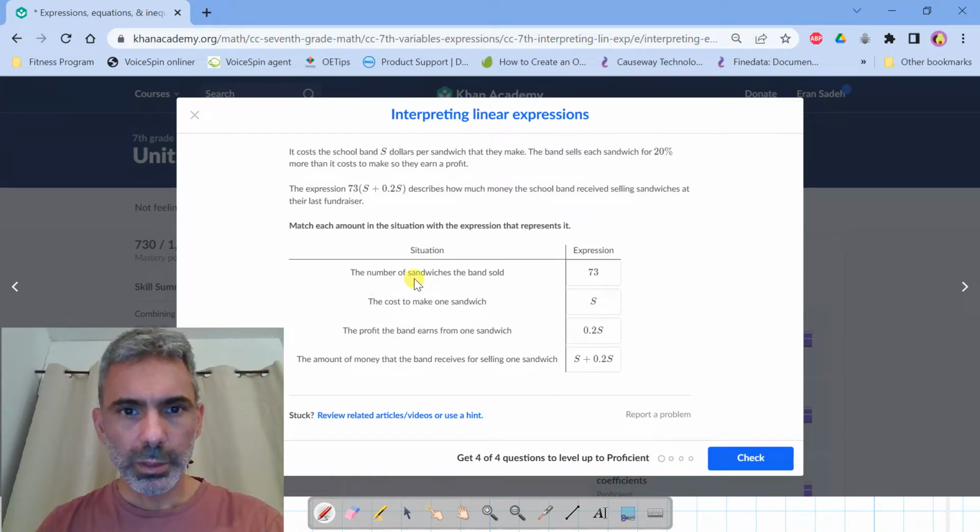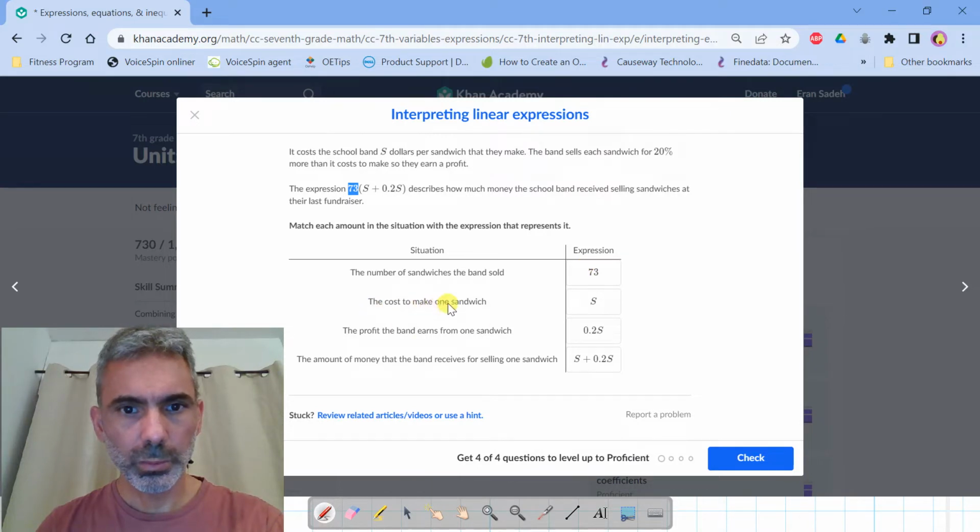73, the number of sandwiches the band sold, that is correct. Okay, because that is the price per sandwich, including profit, and 73 times that means that they sold 73 sandwiches. So the number of sandwiches the band sold is 73.